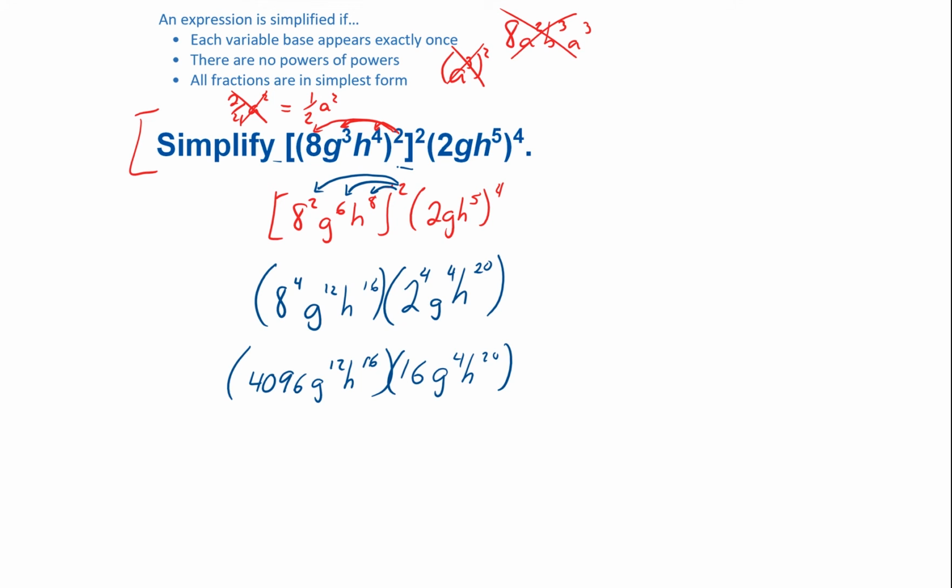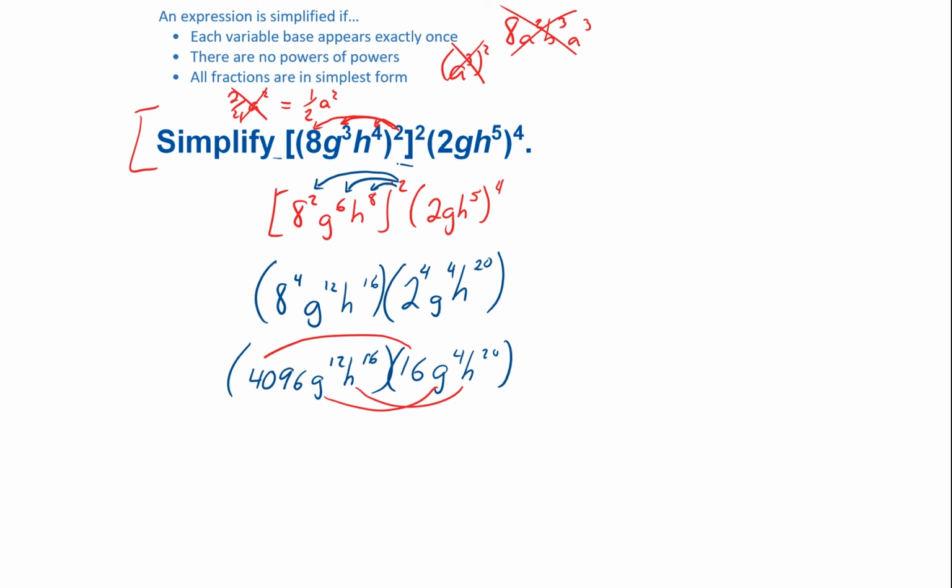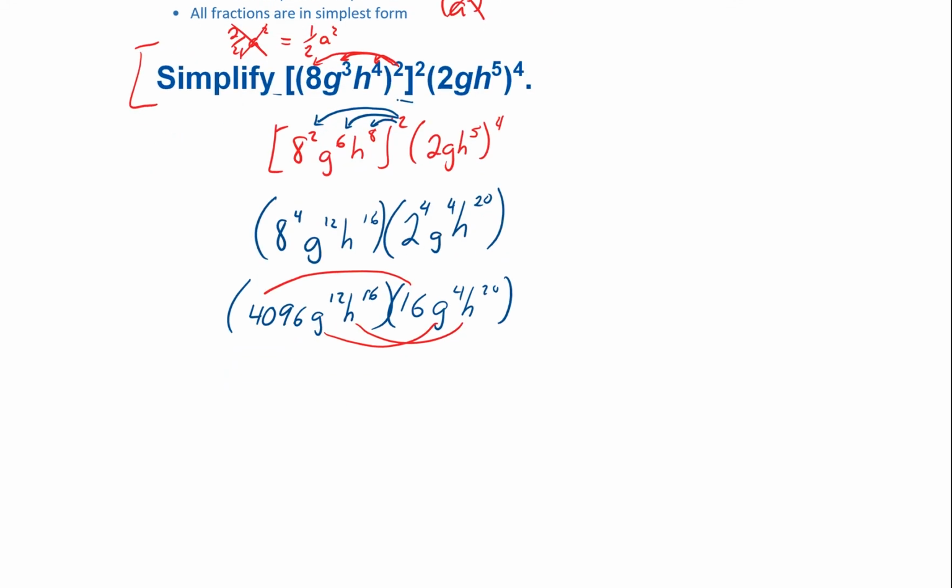Now that they're numbers, do what we did earlier: multiply the numbers, multiply the like variables, and we'll go from there. So 4096 times 16, a whopping big number, 65,536. G to the 12th times g to the 4th, add your exponents, g to the 16th, and then h, 16 plus 20 is 36. And this should be our final answer right there. Simplified because all the variables are combined, no power of a power, all fractions are simplified. And those are our multiplication properties of exponents.